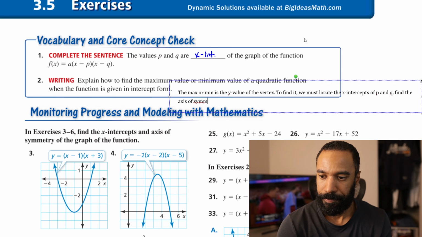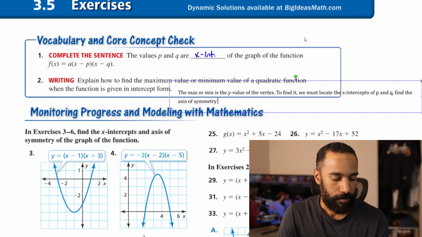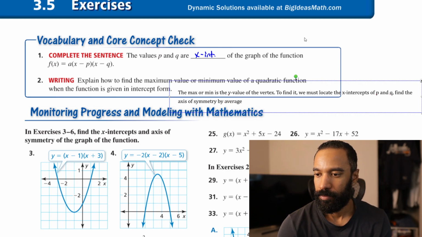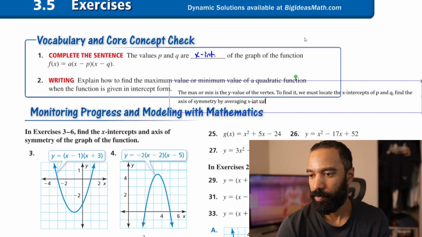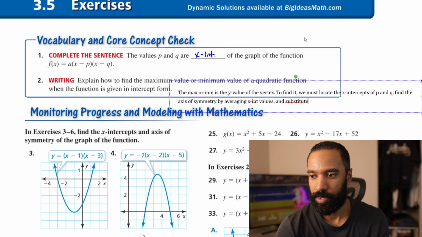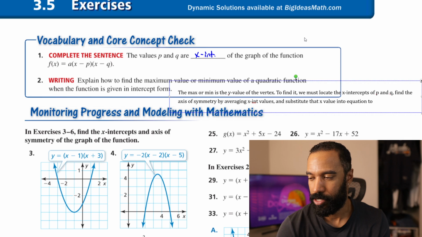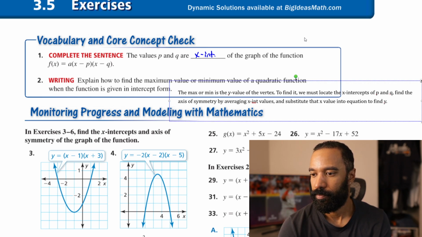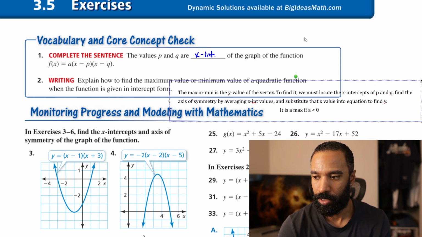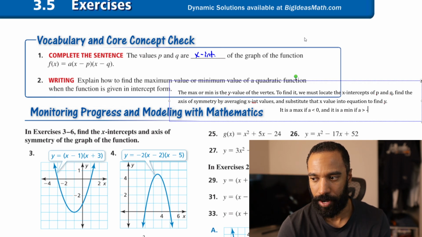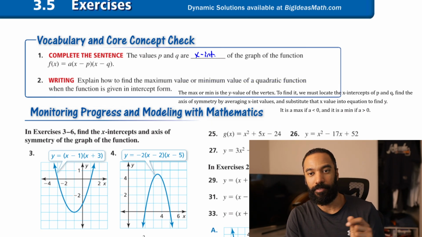Find the axis of symmetry by averaging your x-intercepts values and substitute that x value into the equation to find y. Now, it is a max if a is less than 0, and it is a min if a is greater than 0. Remember, if a is positive, the parabola faces upward.